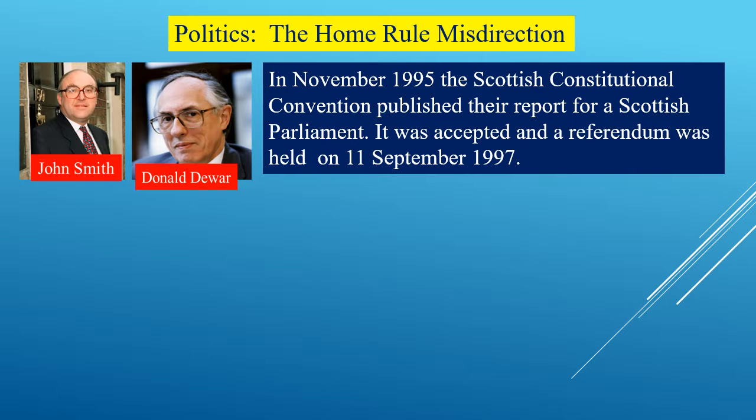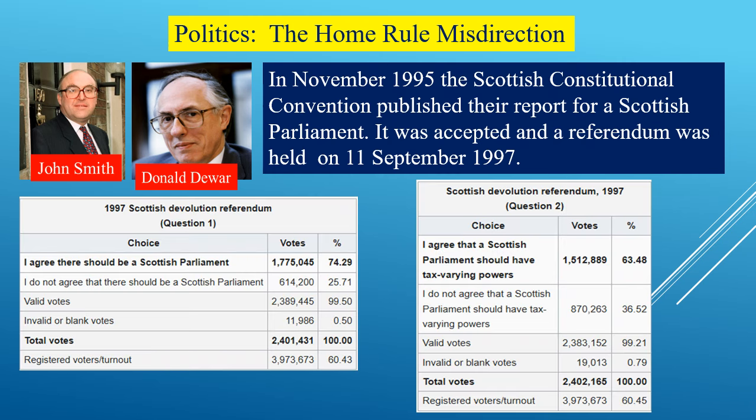The convention made a push to the Labour Party, and the Labour Party, with the two people here, agreed to hold a referendum which was held in September 97. This is for a Scottish Parliament. There were two questions. One question was, do you agree that we should get a Scottish Parliament? And the other was that it should have tax raising powers. As you can see, if you take time looking at this, the votes were yes.